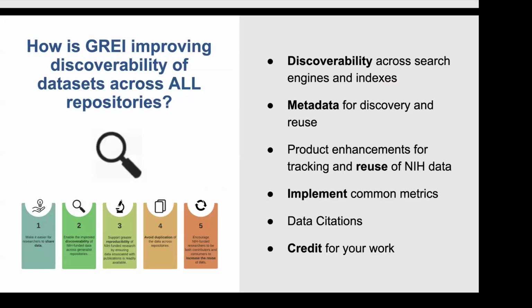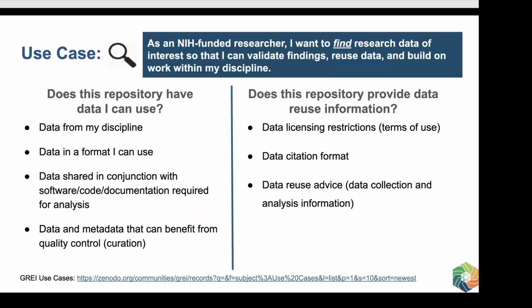GREI helps to improve data discoverability in these following ways. The use of DataCite metadata and persistent identifiers improve data discoverability, which leads to greater data reuse. This use case is of an NIH-funded researcher wanting to find data. Here we have a couple of points to keep in mind, which are, does this repository have data I can use? Or does this repository provide information on how I can reuse the data that I find?